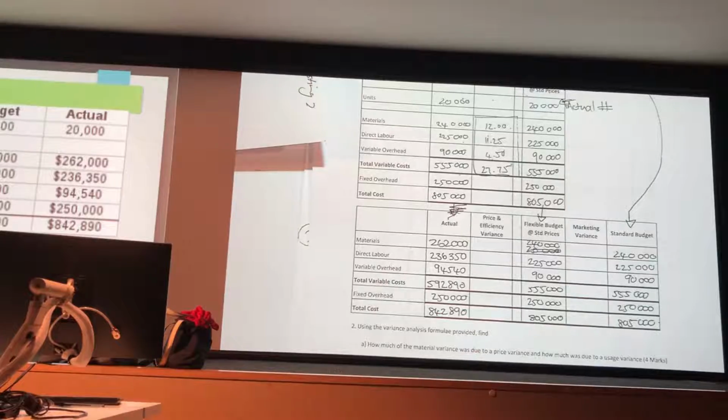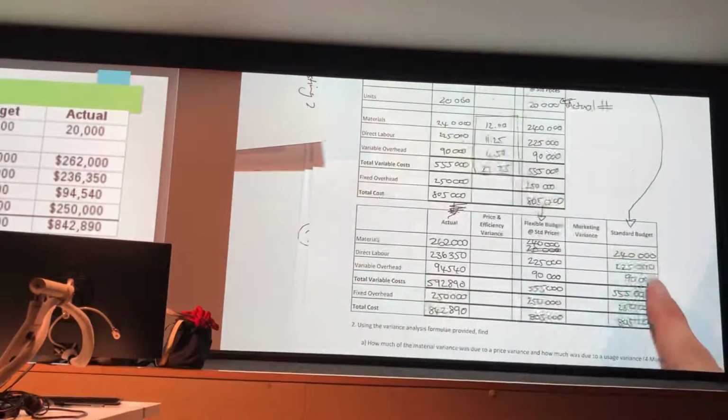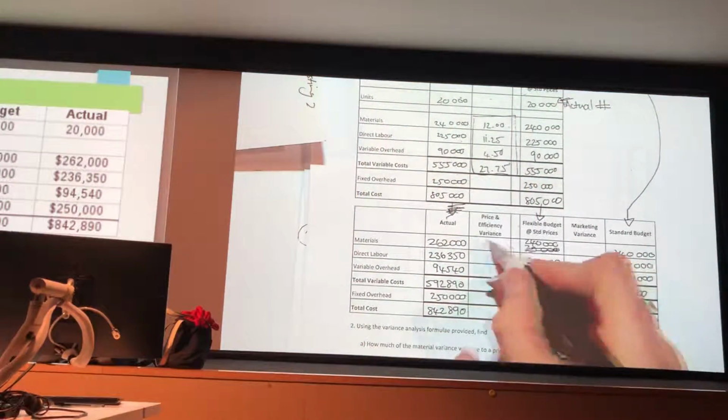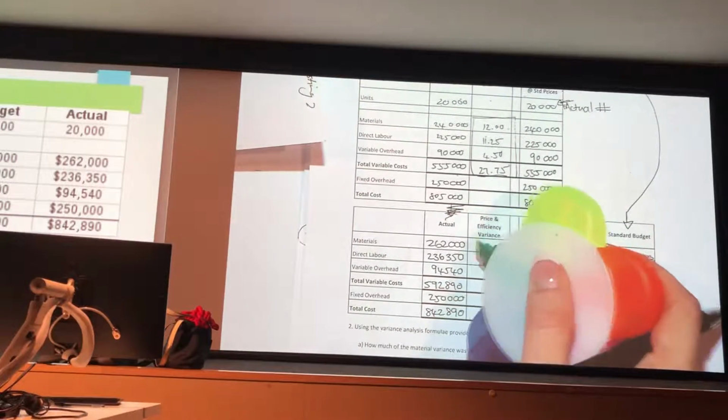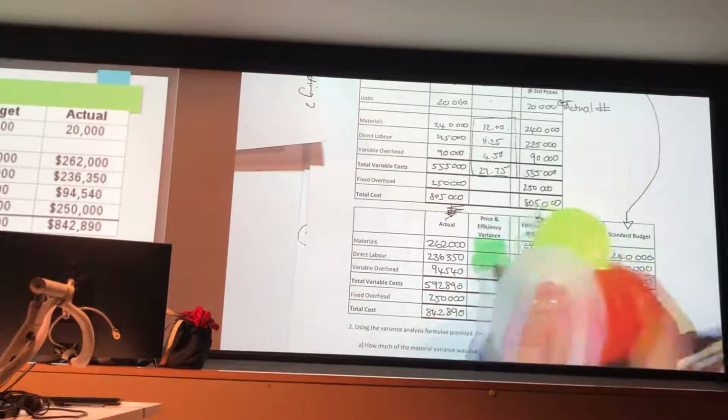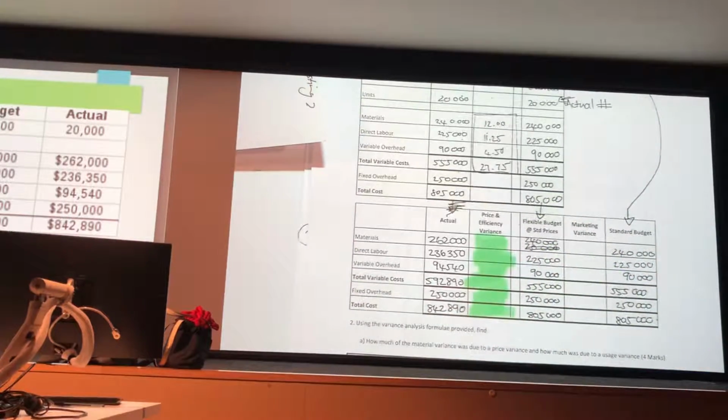What you're after here is, all this work has been done for literally getting the answer. Literally to get this answer. They're asking you for the variances for all cost categories. This is what we're after. That would have earned you 4 marks.